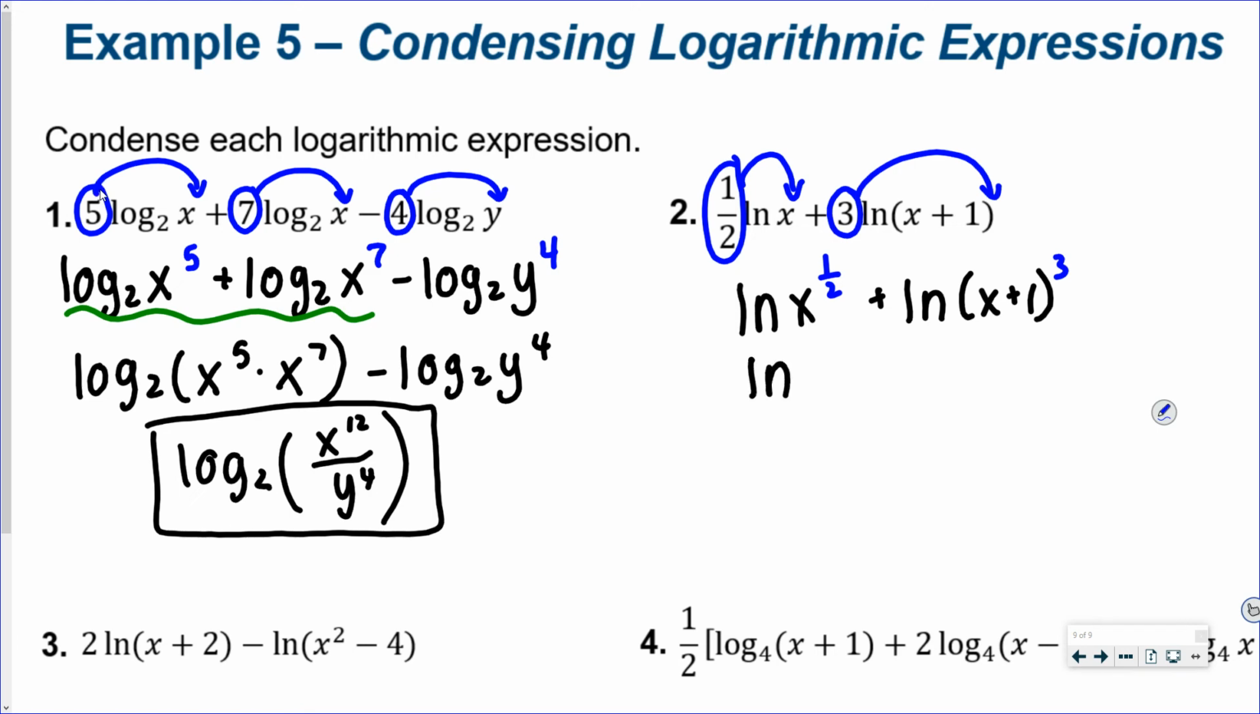Okay, so x to the 1/2 power is the same as the square root of x. Do not tell me that x plus 1 cubed is x cubed plus 1. You can't distribute exponents. Just leave it like this. You don't have to multiply it out. That's x plus 1 times itself 3 times.